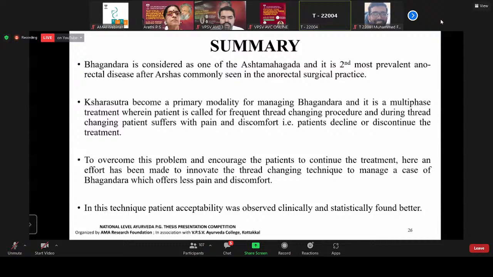And a summary of my thesis is: Bhagandar is considered as one of the Ashtamahagada and it is the second most prevalent anorectal disease after Arshas, commonly seen in anorectal surgical practice. Sarsutra has become a primary modality for managing Bhagandar and it is a multi-phase treatment wherein the patient is called for frequent thread changing procedures, and during thread changing patients suffer with pain and discomfort, so patients decline or discontinue treatment. To overcome this problem and encourage the patient to continue the treatment, an effort has been made to innovate the thread changing technique to manage a case of Bhagandar which offers less pain and discomfort.